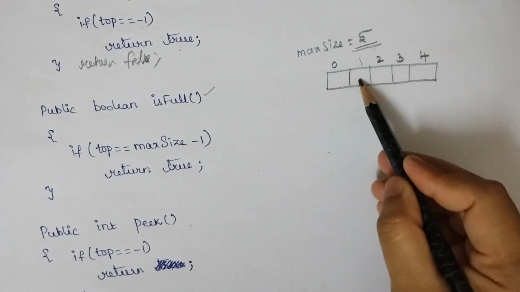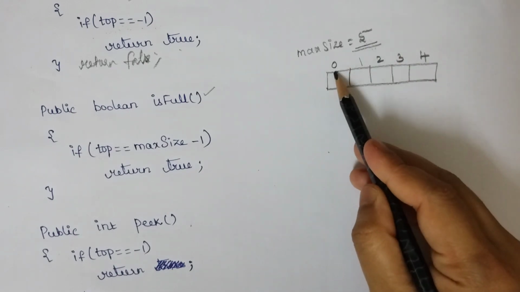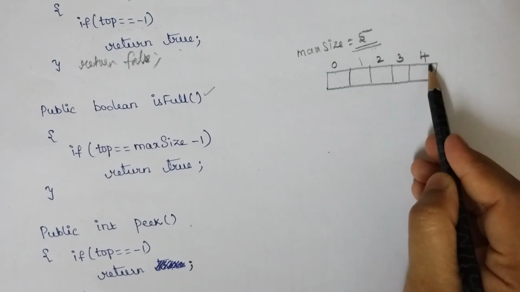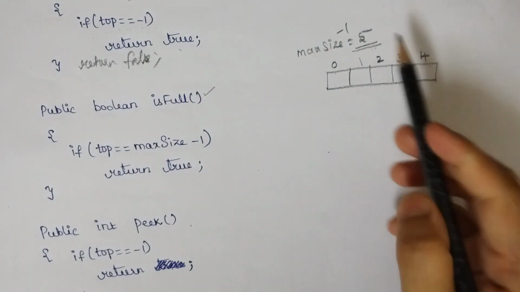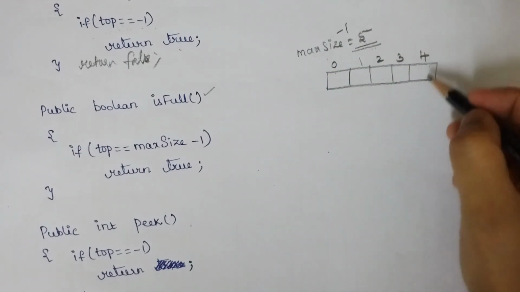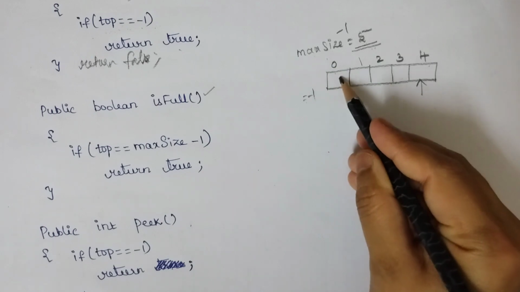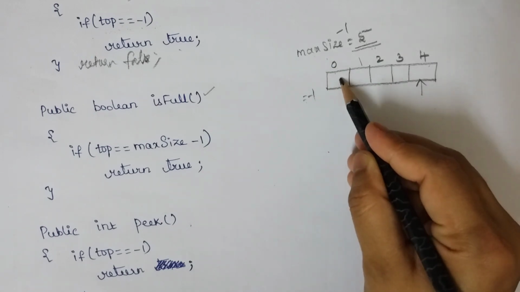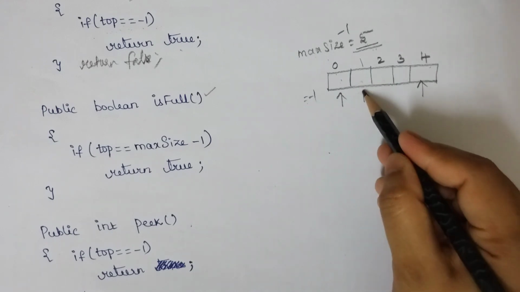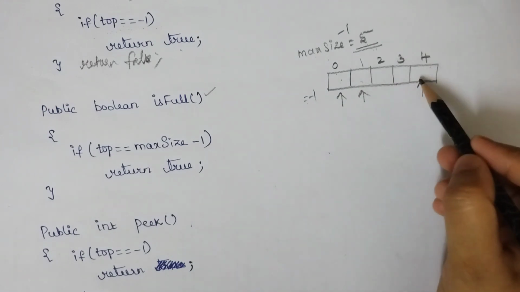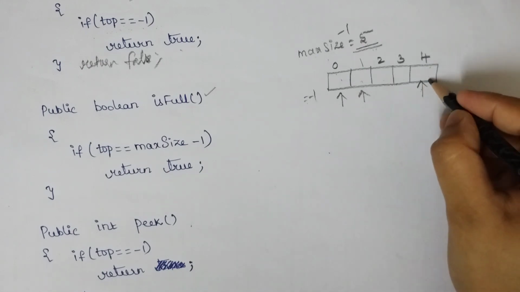You can see a total of 5 elements can be stored in this array. The index value starts at 0 and ends at 4, which is nothing but max size -1. Initially the top value is -1. If I insert a new element into the stack, into this array, then this will be my top. Likewise, if I insert one more element here, my top moves. In this way, if my top reaches this point, then I can say that my stack is full.